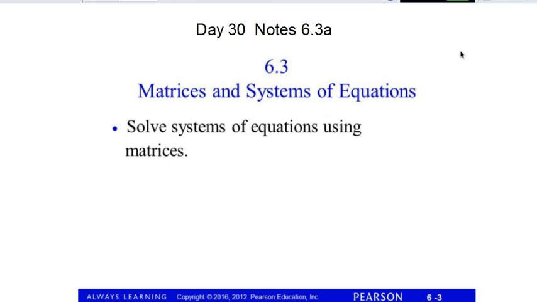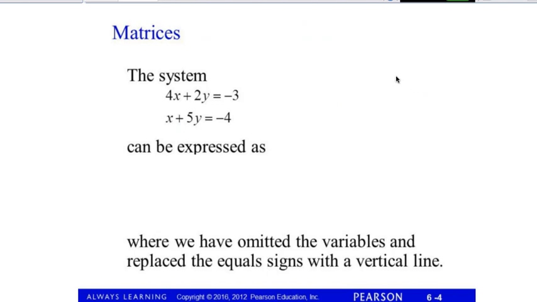Okay, day 30 in our last section, 6.3. Still looking at systems of equations, but we're going to be introducing the use of matrices to help solve them. So if we look at this system, here it's just a linear system.